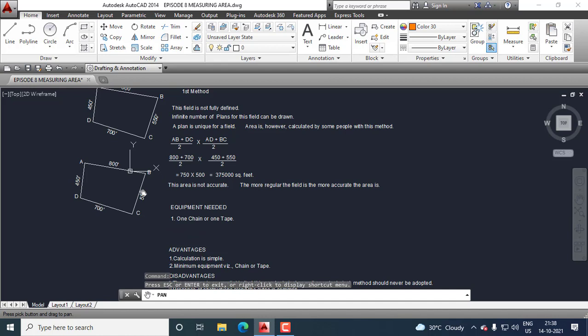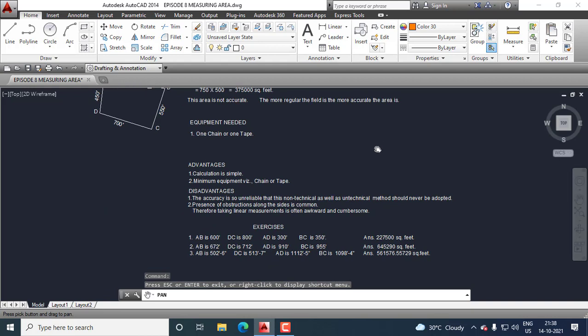For this method, for surveying, we only need one chain or one tape. That's all. The advantages of this method are that the calculation is simple, and the equipment is minimum, only one chain or one tape.